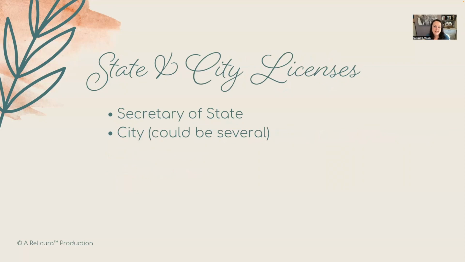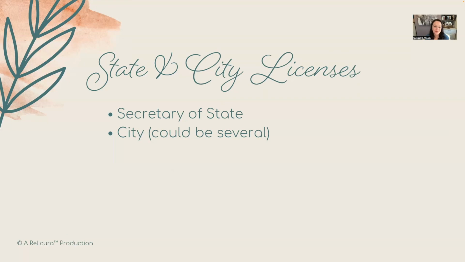You'll need to consider state and city licenses, and every state and city are different. For the most part, when you start at the state level, you'll need to register with the Secretary of State. That means registering your business name if you have one, or yourself, and receiving a registry number from that state. And then for your city, at least in the state of Oregon, you have to get a business license in whichever city you live in. And some cities, even if you don't live in that city, but you do business in that city, you have to get a city license with them too.